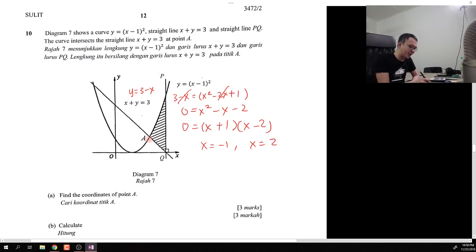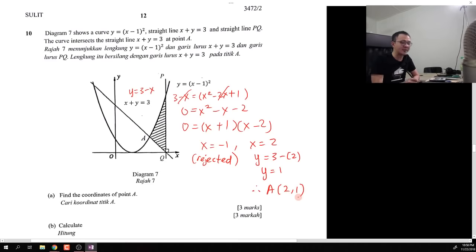But based on A's location, I will reject the first one because it must be positive. So I want to find the y also. Since y equals 3 minus x, y equals 1. So therefore, I got my coordinate A is (2, 1). Alright, just do the simultaneous. Nothing very fancy I'm doing here. But I'm going to write the (2, 1) over here because later I might need to use it. And I will erase this one.